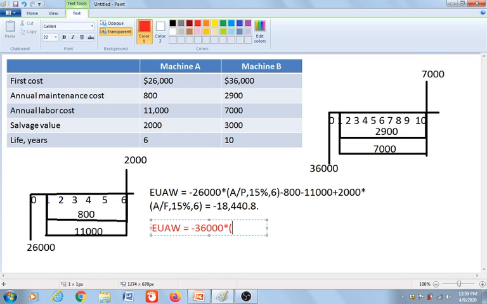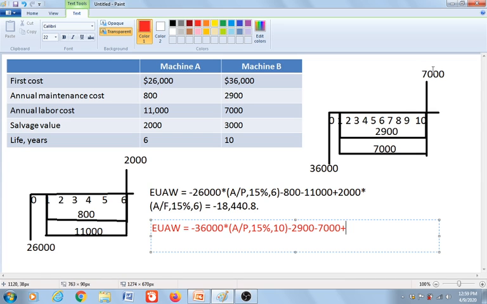We need to convert it into an A. So we need A over P, 15% for 10 years, minus 2,900. That's already an A. That happens every year. Minus 7,000. The 7,000 is also an A. And plus, sorry, the salvage value should be 3,000.